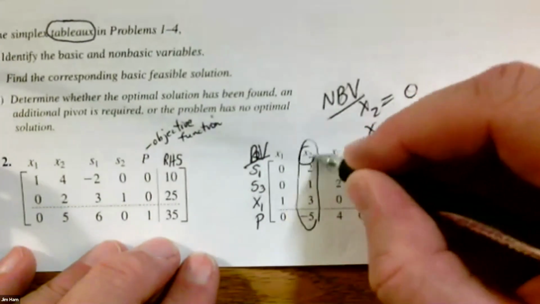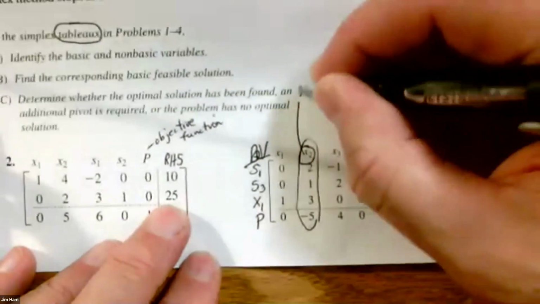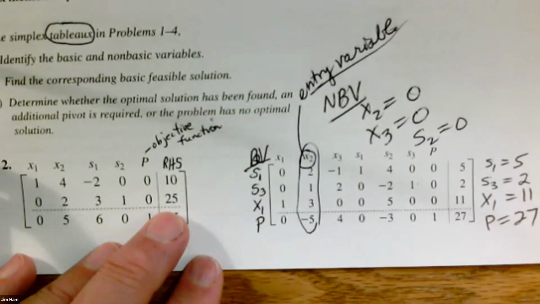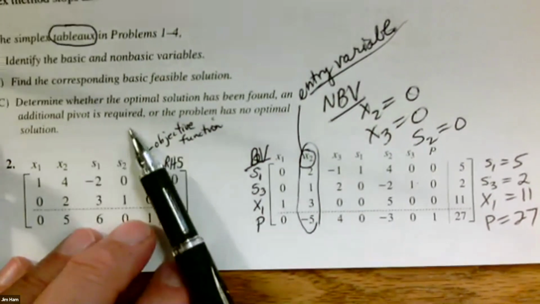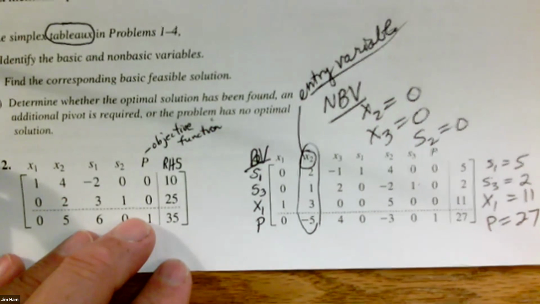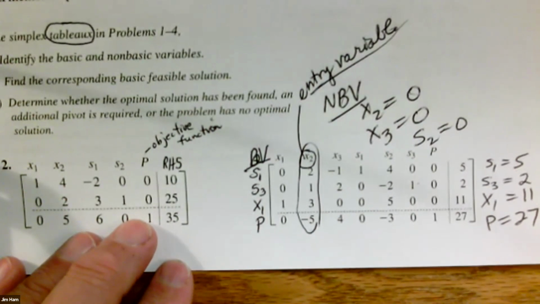We call this X2 the entry variable, and then we have another one that we'll label the exit variable. Okay, the optimal solution has not been found, so we need to go through another iteration of the row operations.